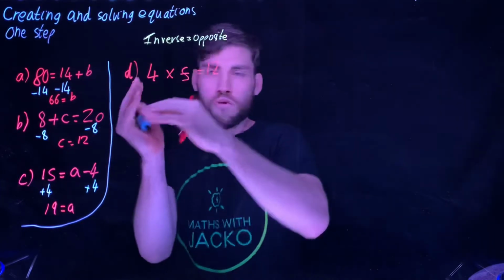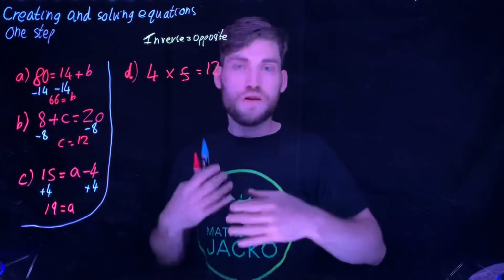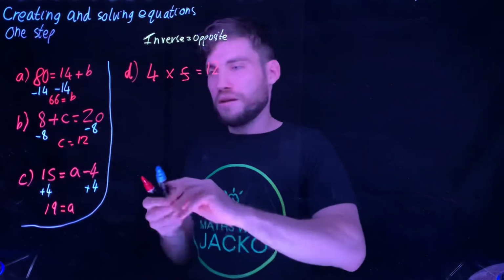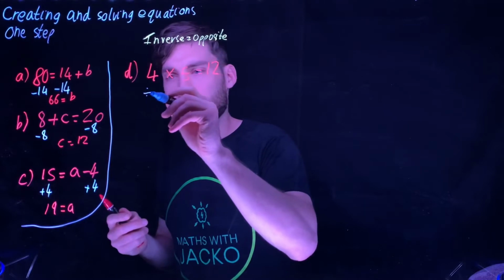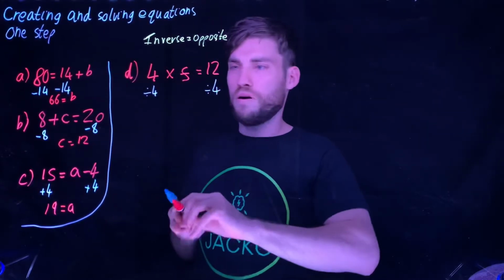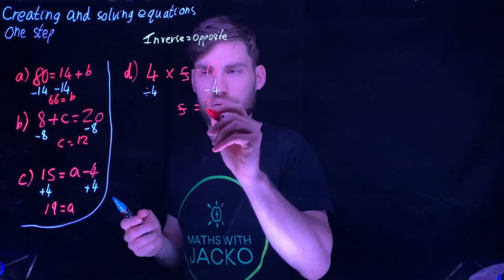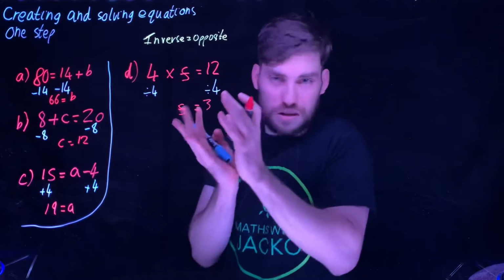Right, 4 multiplied by something equals 12. We should have done this: what's the inverse of multiplying? That's dividing. So let me divide both sides by 4. So we know f equals 3. Well, that's the right answer.